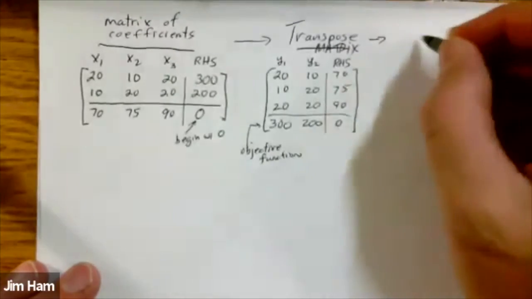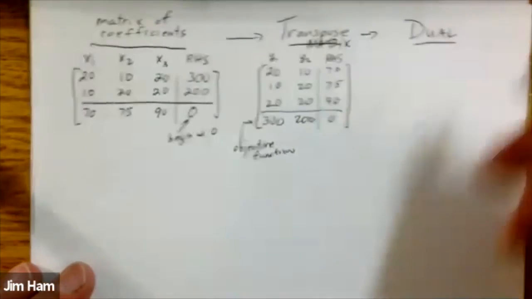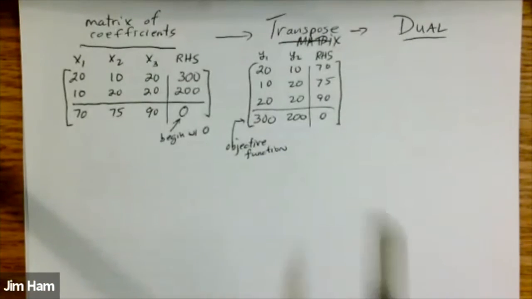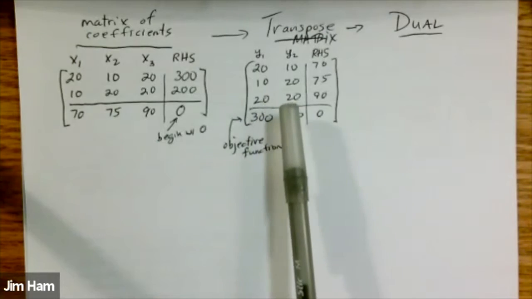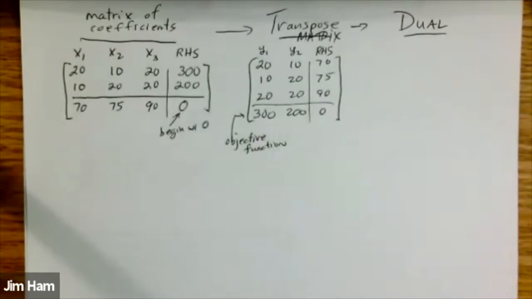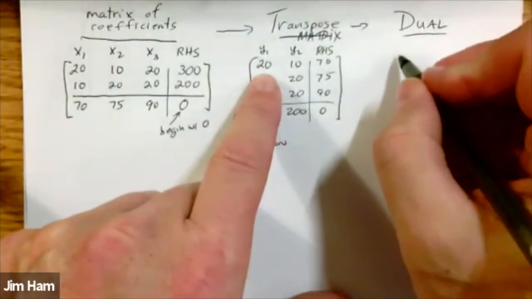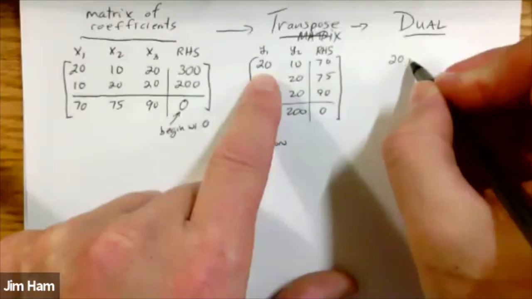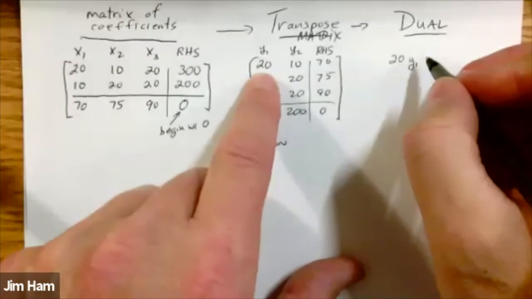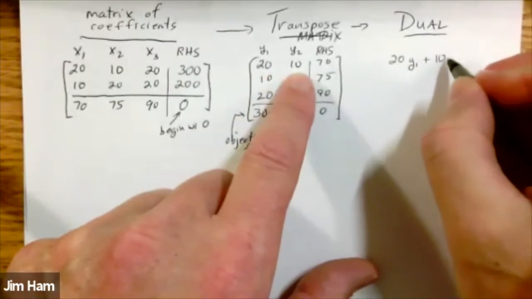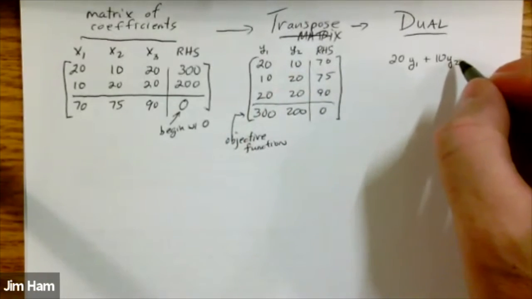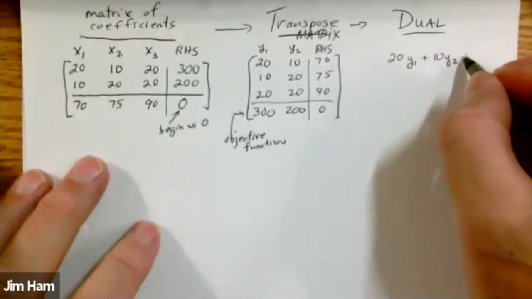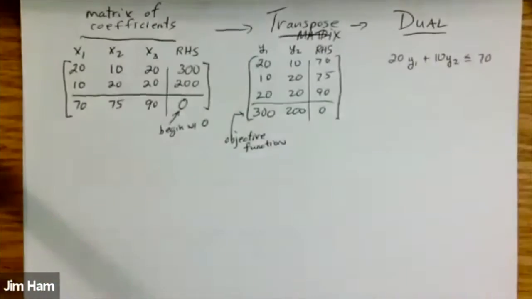All right, the next step. Now, let me just tell you, as you do these enough, you're going to be able to go from this matrix right to the initial simplex tableau. At least today, I'm going to go through the details on this. So take each row: 20 times the variable in that column, y1, plus 10 y2. The original problem had greater than or equal to, but the dual will have less than or equal to. And then you've got the right-hand side 70.